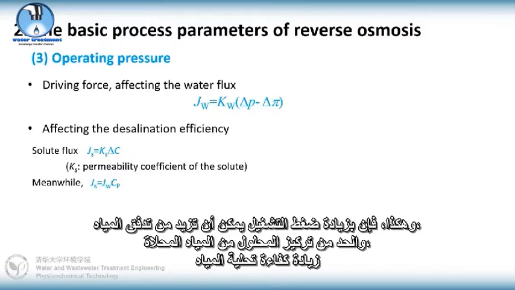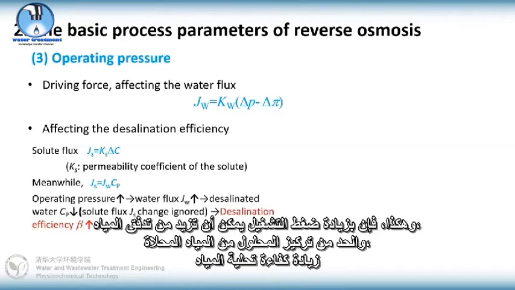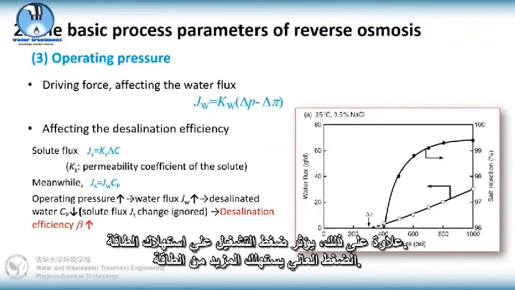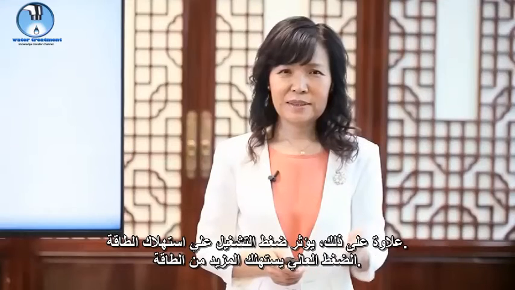Thus, increasing the operating pressure could increase the water flux and reduce the solute concentration of desalinated water, increase the desalination efficiency. The figure shows a change of water flux and desalination efficiency with the operating pressure. Besides, the operating pressure affects the energy consumption. Higher pressure consumes more energy.